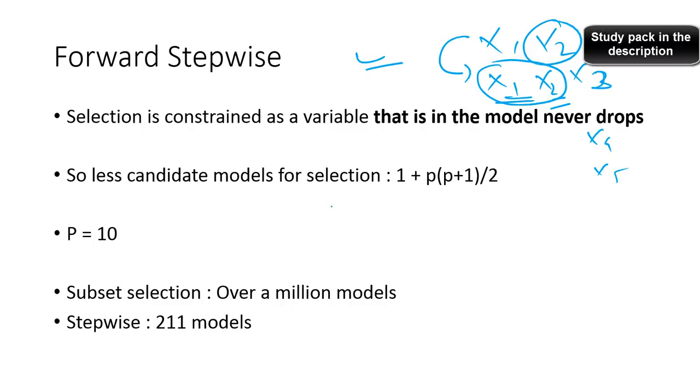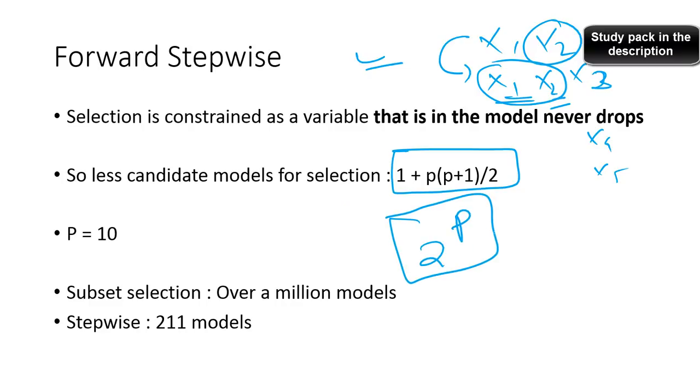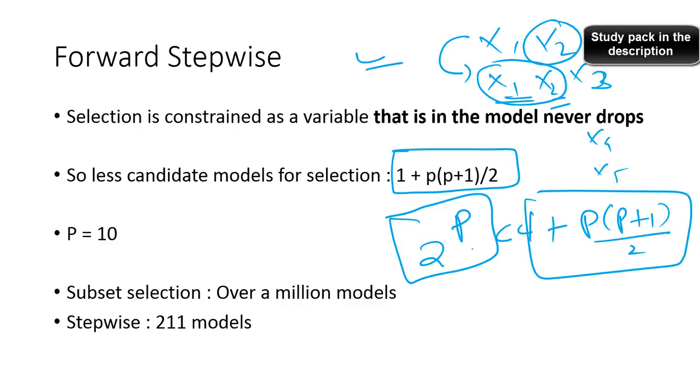So fewer candidate models are there for selection, and it comes down from an exponential number, 2 to the power p, as we have seen in subset selection, to 1 plus p multiplied by p plus 1 divided by 2. So this is much less compared to that one. The other is a very high dimension compared to this one, especially for given p greater than 20.